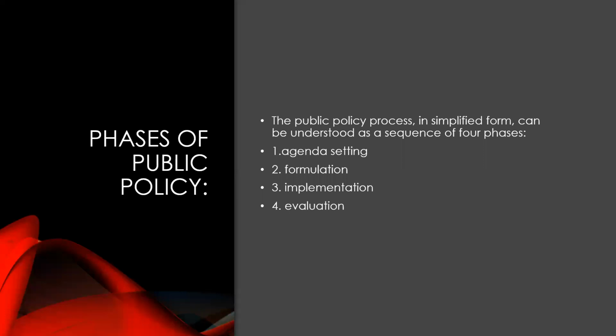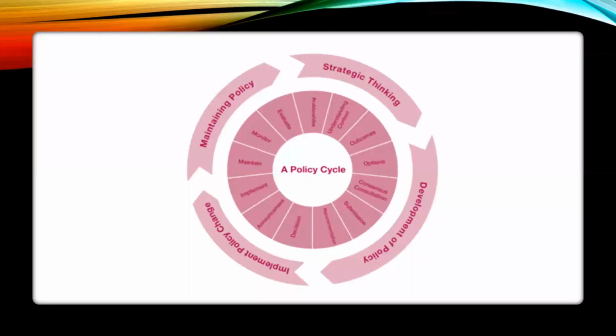Talking about the phases, the public policy process in simplified form can be understood as a sequence of four phases: number one is agenda setting, second is formulation, third is implementation, and fourth is evaluation. These are the very important four phases. If we see a policy cycle, there first comes strategic thinking, then the development of policy, then the implementation of the policy, and in the last, maintaining the policy.